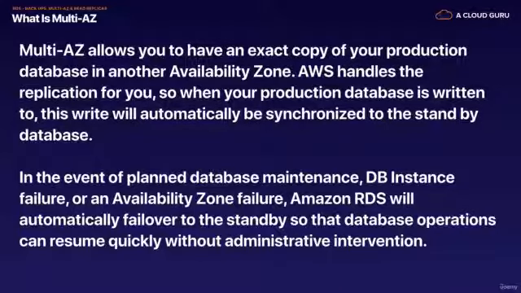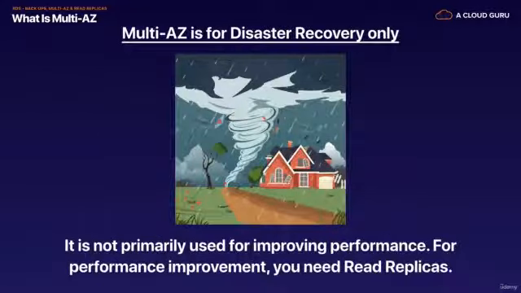So you don't need to go in and change your connection strings or anything like that. You're still using the same DNS endpoint. Amazon's basically just updating the IP address to point from one RDS instance to another. They do all that. You don't have to worry about it, and it will fail over automatically to another availability zone.